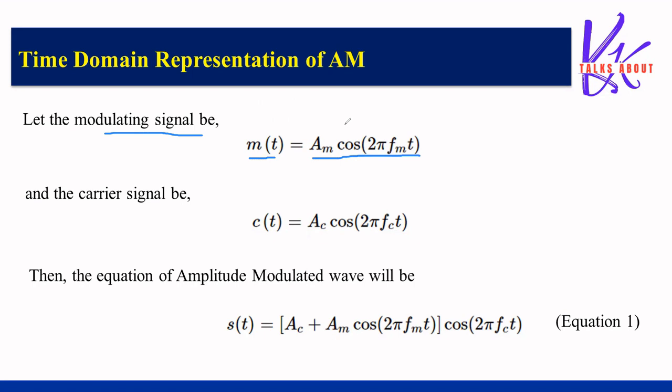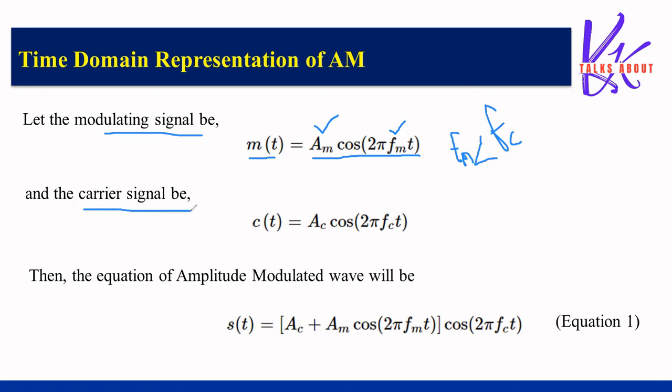Already we have discussed earlier also, where Am is the amplitude of your message signal and fm is the frequency of your message signal, and your fm is always less than your fc. Why? Because my message signal is a low frequency signal. So I am modulating my carrier, which is a high frequency signal, in accordance with your message signal.